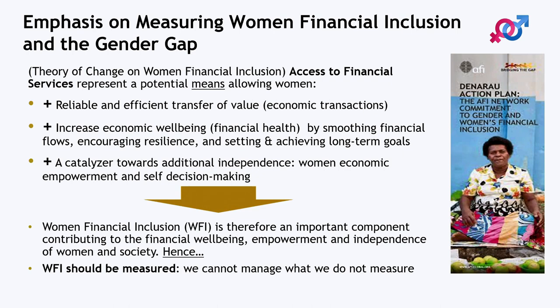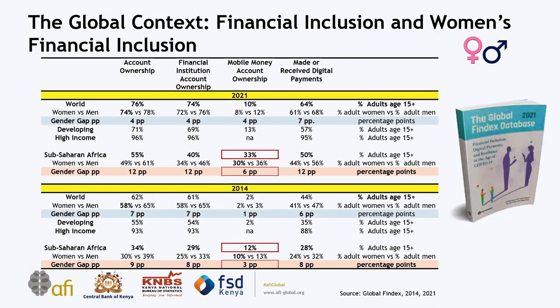So in this regard, we have seen there is a gap. There has been a gap since we started working on and measuring financial inclusion, and there started to be this awareness of the gap. For instance, I have here some data from the Findex, the most recent of 2021 and 2014. Right now, there has been quite positive progress, especially for women, from 58% of women with an account in 2014. Now in the latest Findex data, it's 74%.